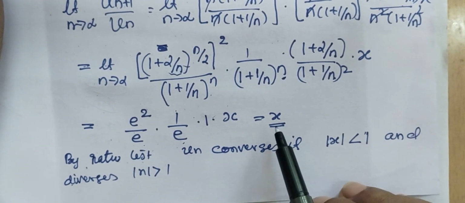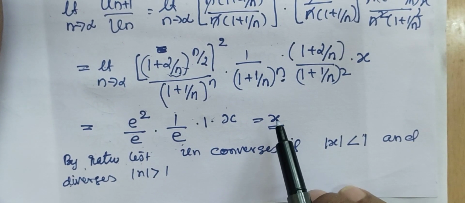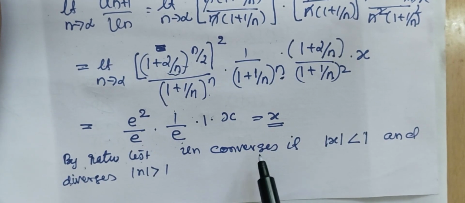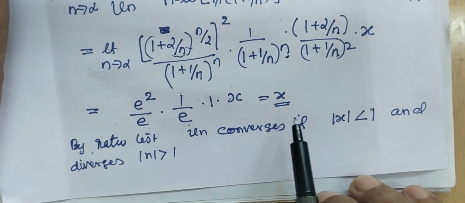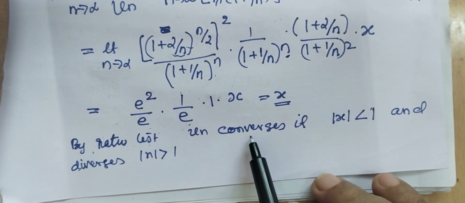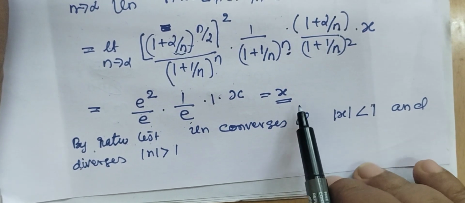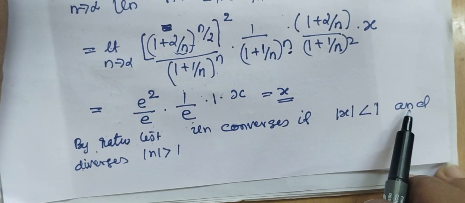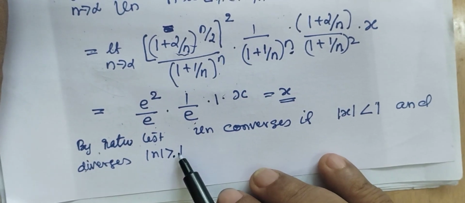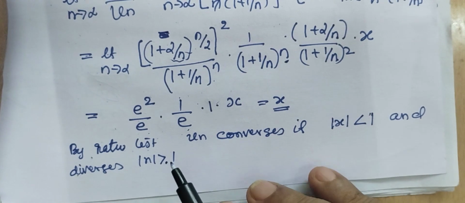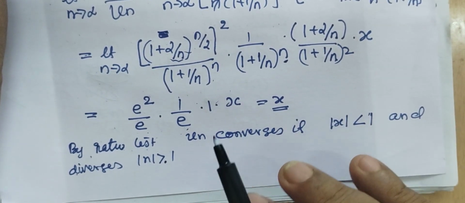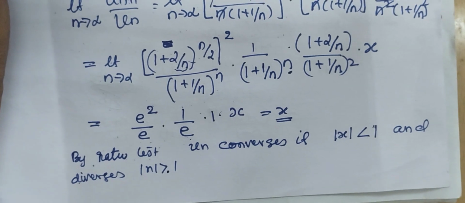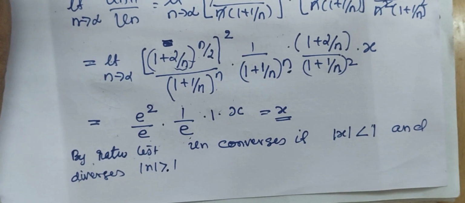By the ratio test, if the limit is less than 1, it converges, and if greater than 1, it diverges. That means the given series converges if mod x is less than 1 and diverges if mod x is greater than 1. So this is a little difficult problem. So you try it, and we can go through another two problems.